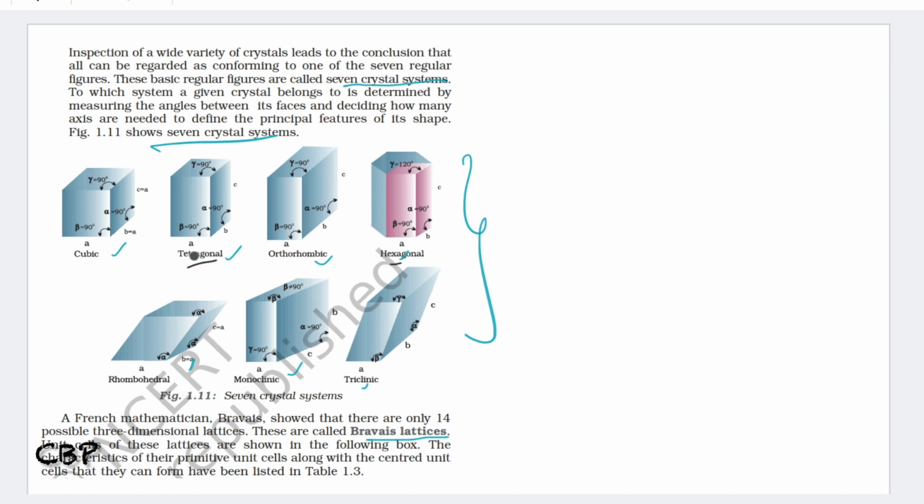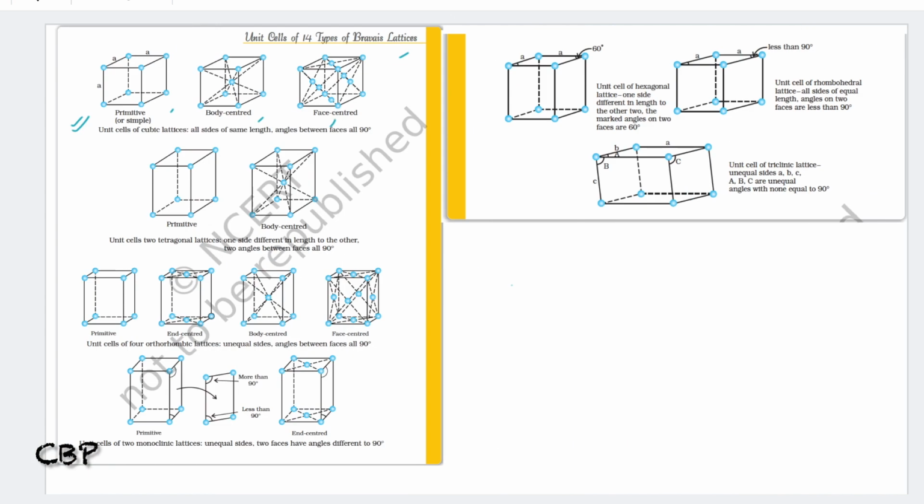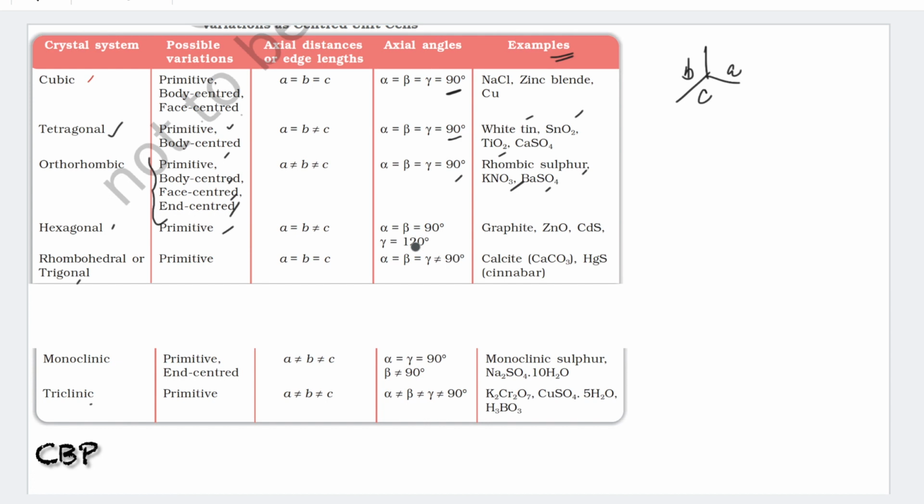But the difference is that in tetragonal all angles are of 90 degree, but in hexagonal one angle is of 120 degree and two angles are of 90 degree. Like this, alpha and beta equal 90 degree and gamma equals 120 degree, and the examples are graphite, zinc oxide and cadmium sulfide. These are the examples of crystals that are present in the form of hexagonal.